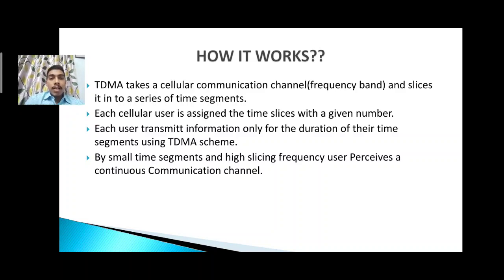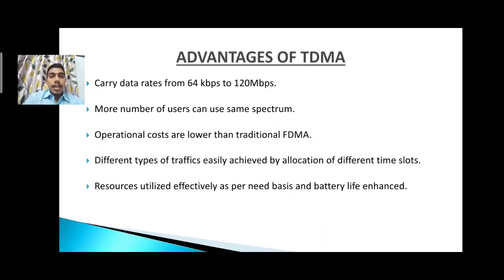Next, with small time segments and a high slicing frequency, the user perceives a continuous communication channel. It means the time segments which we are slicing are small, so users perceive a continuous communication channel. Now the advantages of TDMA: it carries data rates from 64 kbps to 120 Mbps.